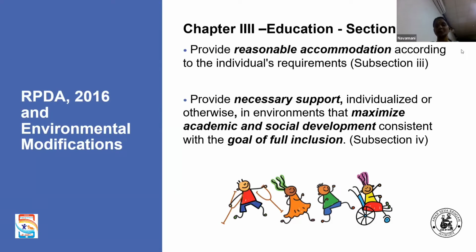Some of the important highlights of this RPwD Act, which supports accessibility and the environmental intervention, are the reasonable accommodation. Chapter 3, which talks about education, Section 16 talks about providing reasonable accommodation according to the individual requirements and providing necessary support, individualized or otherwise, in environments that maximize academic and social development consistent with the goal of full inclusion.